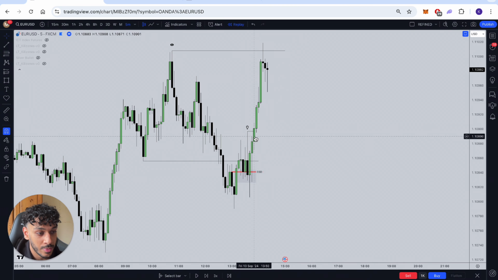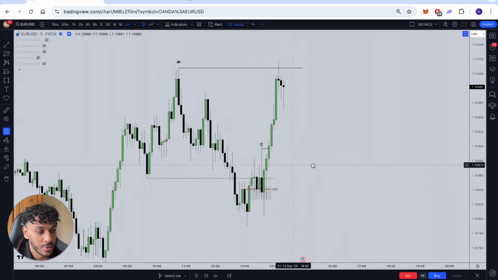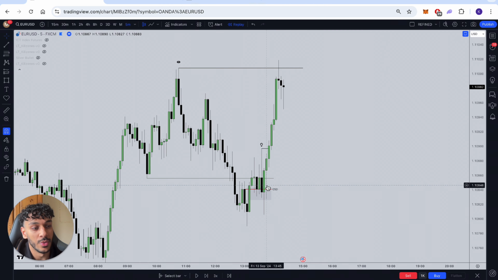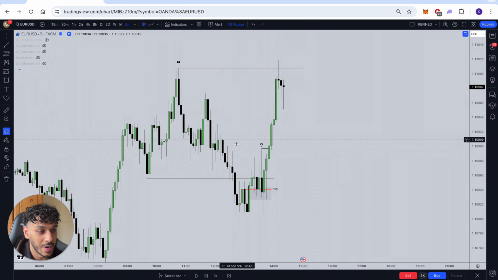Whereas with this propulsion block, the win rate is going to be a lot higher, because basically order flow is already built in your direction. As long as you've got all the rest of the things right, this rarely ever fails.